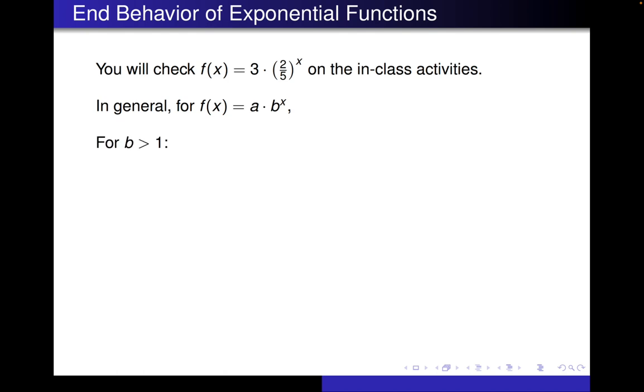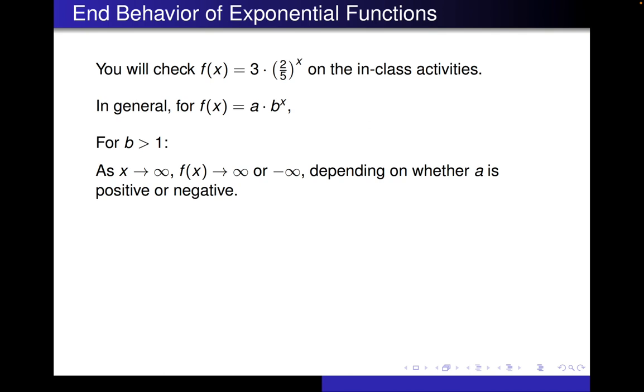So if b is bigger than 1, then that's the example that we did in this video. As x goes to infinity, your f of x is either going to go to infinity or minus infinity. And if you can't see how it can go to minus infinity, you just have to imagine what happens if you have a negative value of a. If you have a negative value of a, all your outputs are going to be negative. So you're going to get infinity or negative infinity depending on whether a is positive or negative. And as x goes to negative infinity, no a can save you on that one. Your f of x is always going to go to 0.